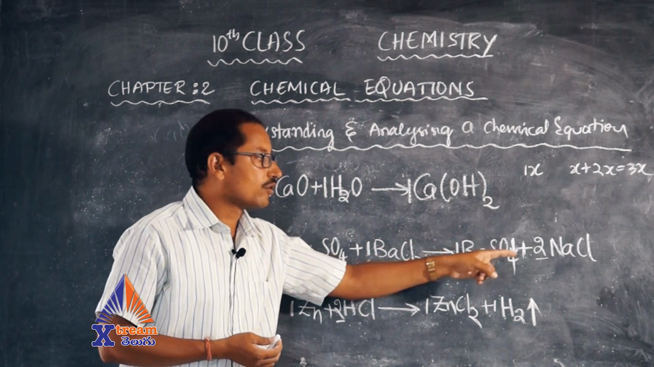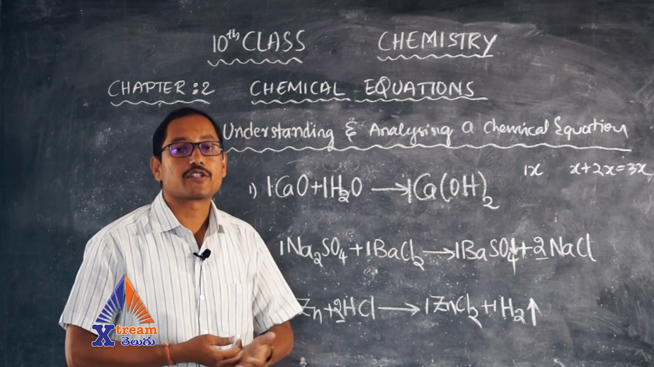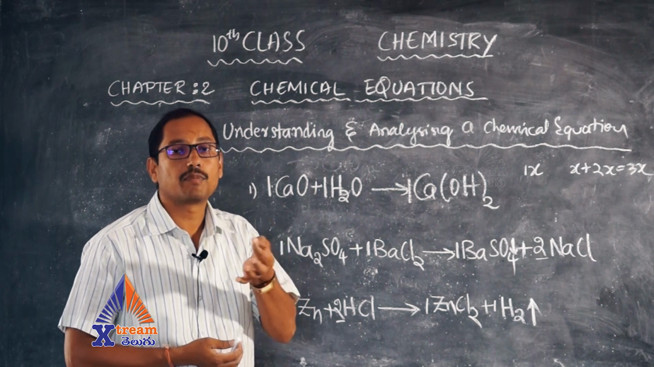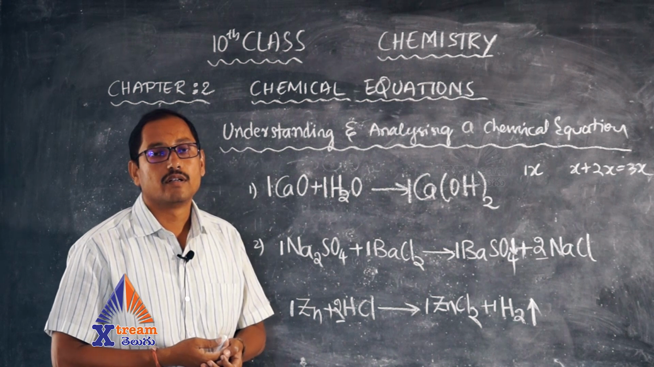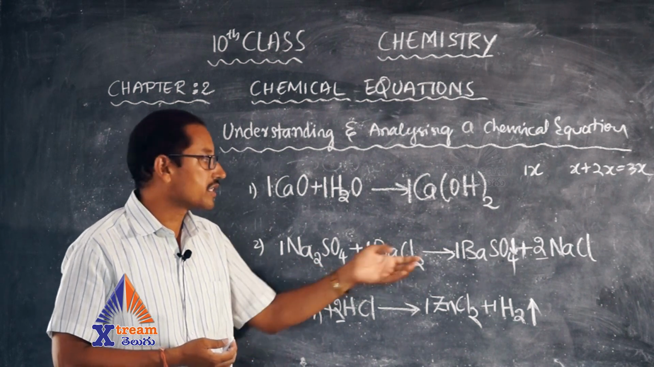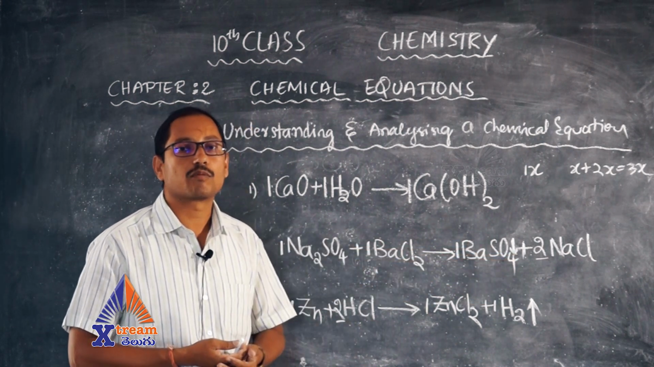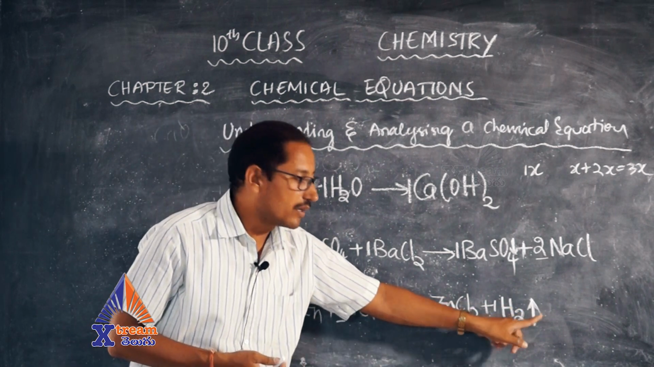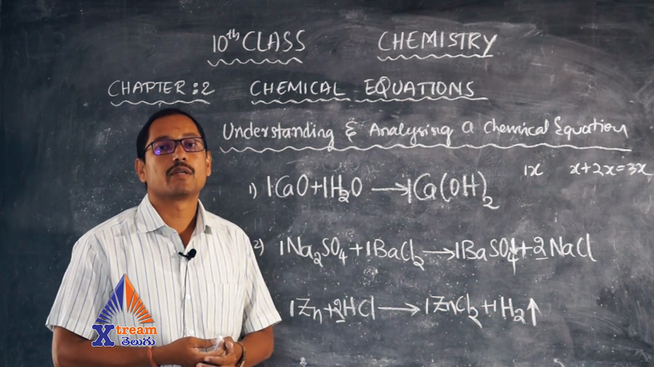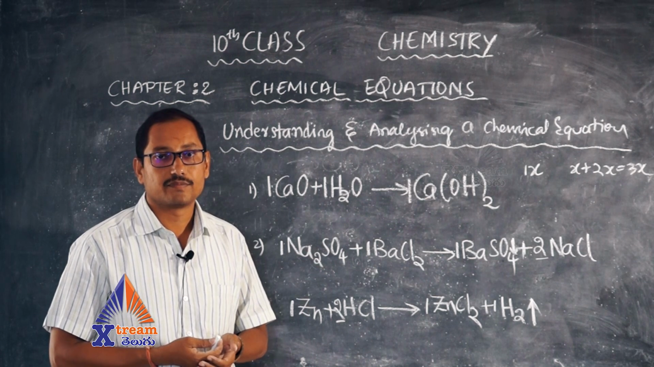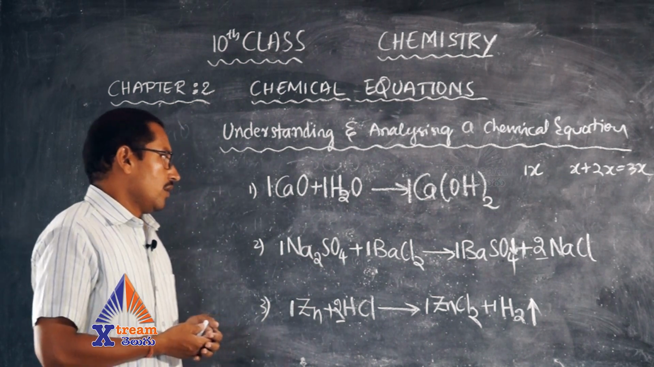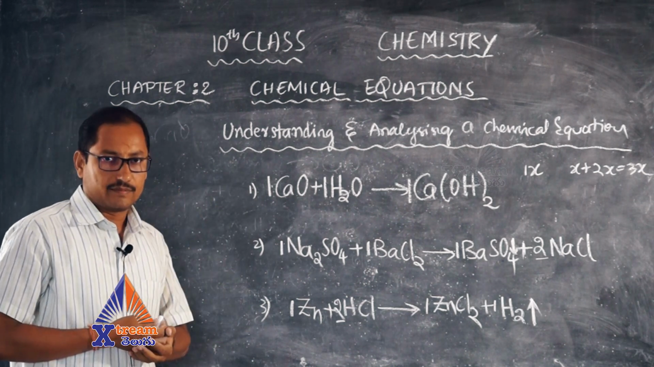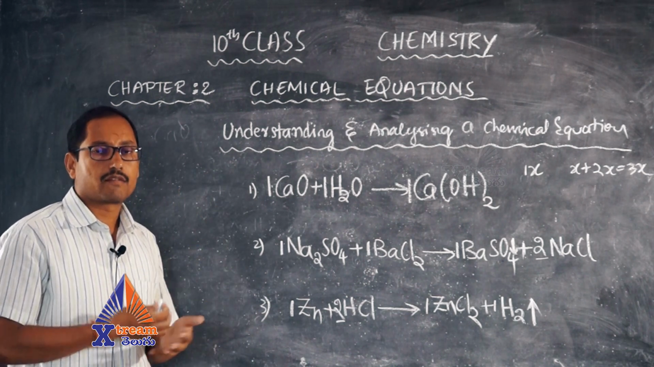The downward arrow mark represents precipitation. That is solid, heavy particles which are settling down in a solution. That is called precipitation. Precipitation is represented by a downward arrow mark. Upward arrow mark is used to represent gases. This is how we understand the chemical equations.